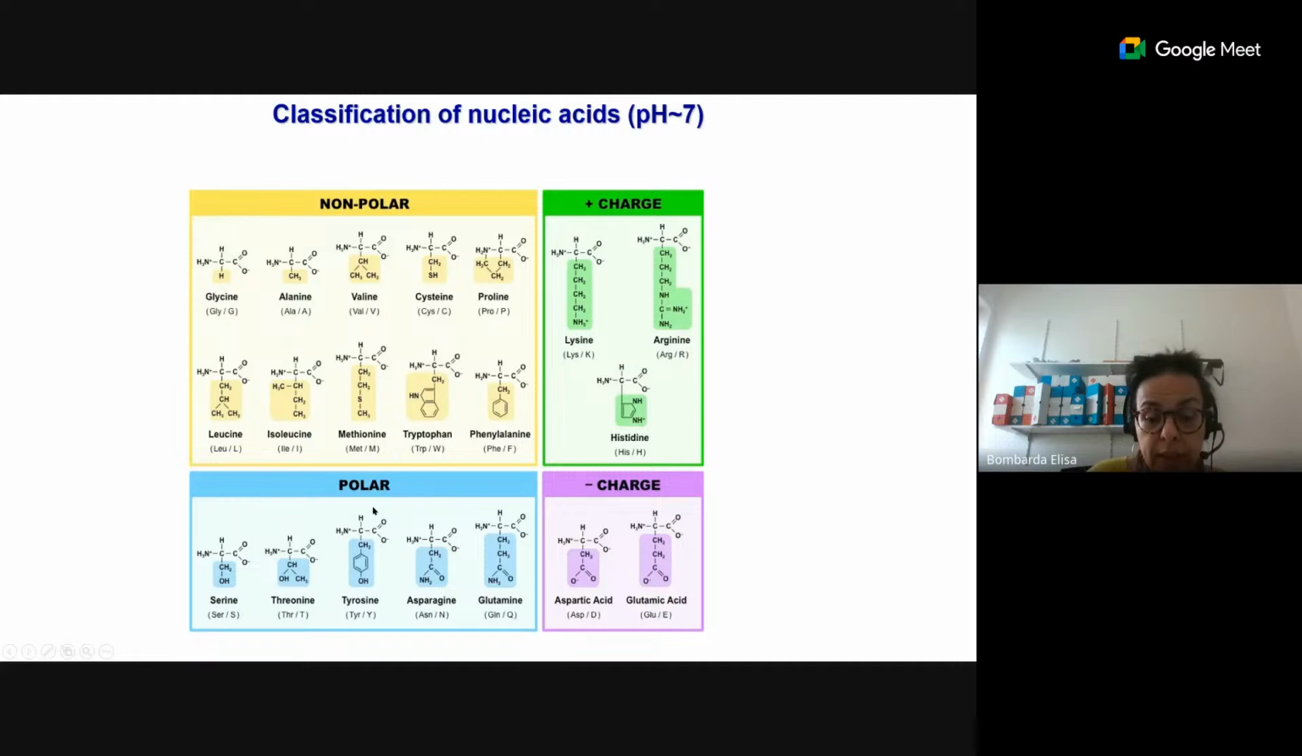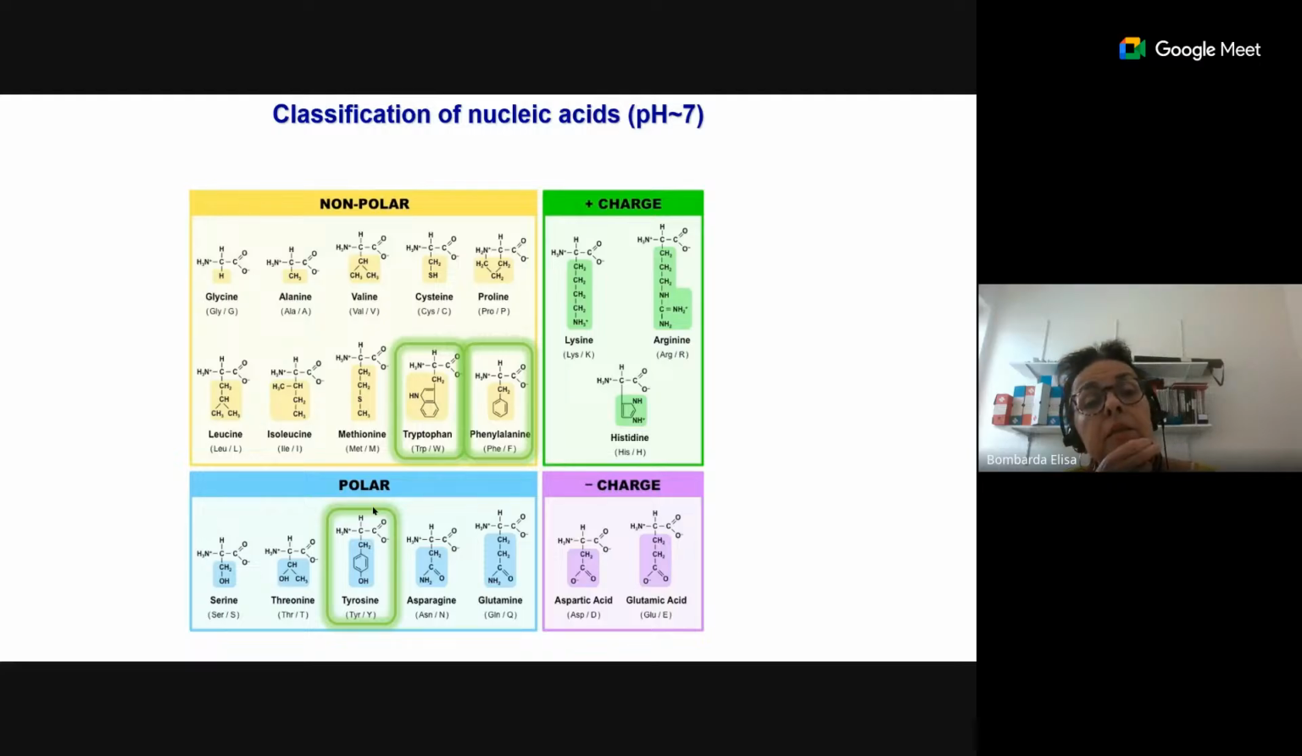And among them, there are three that we already encountered in our discussions that are fluorescent: tryptophan, phenylalanine, and tyrosine.